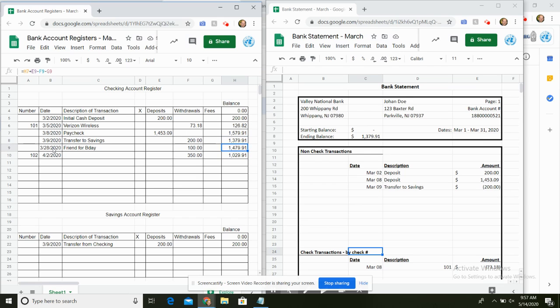So it went from 13. Oh, yeah, 1379. That's incorrect. Why does that say 1479? That shouldn't be right. The deposits. This one plus E9 minus F9 minus G9. Why is it adding money? What's going on here?